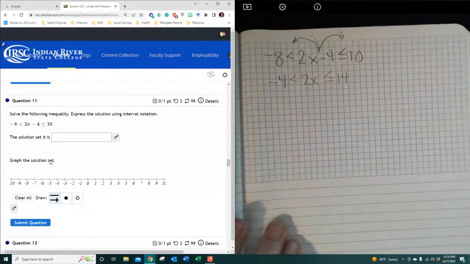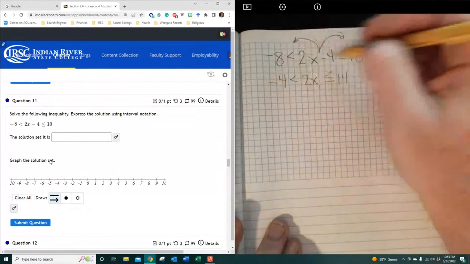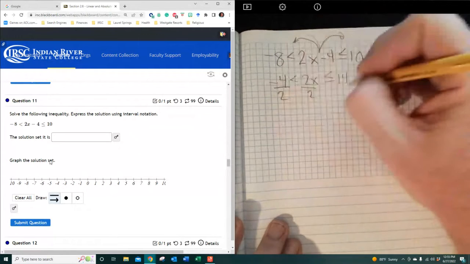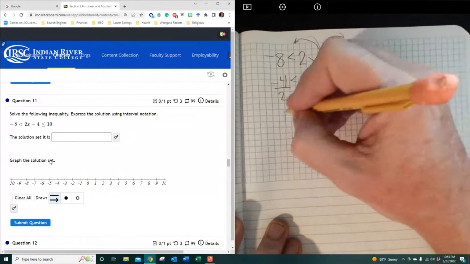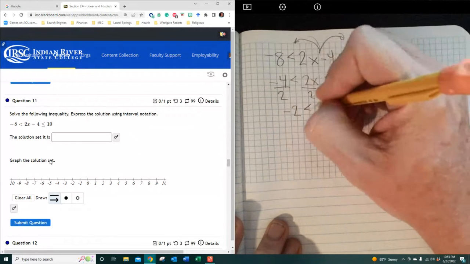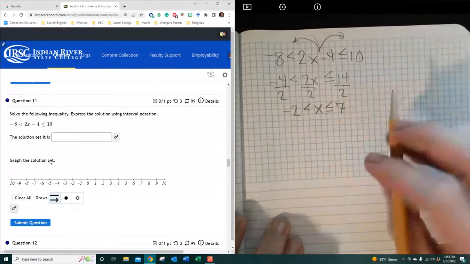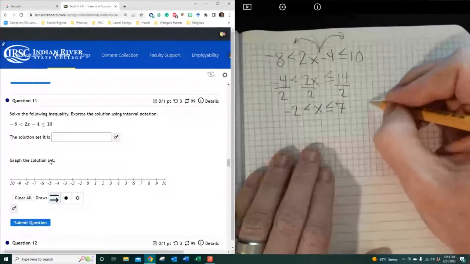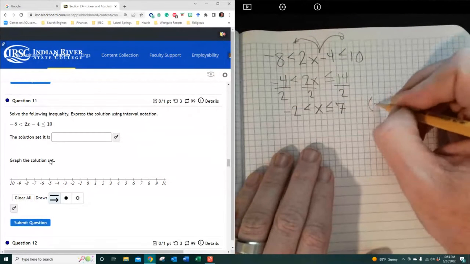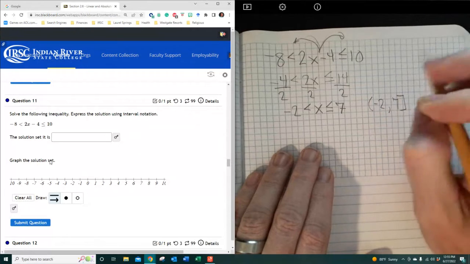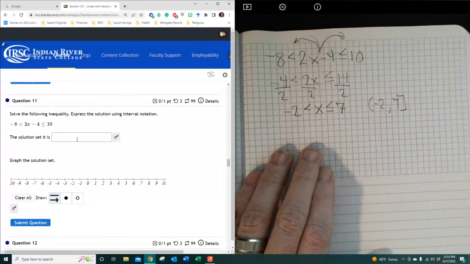So we added 4 to both sides, like both sides and the middle, I should say. And then divide all parts by 2. And then you get -2 is less than x, but less than or equal to 7. And so our answer in interval notation would be exclusive at -2, but then 7 is inclusive. And that would be interval notation. So that's what we'll write in for here.